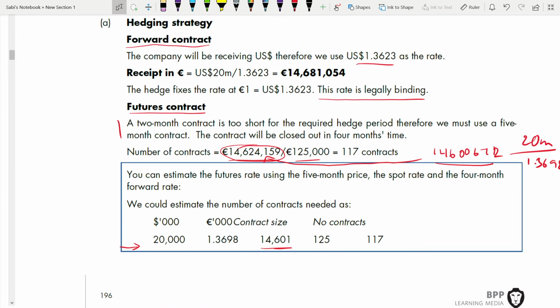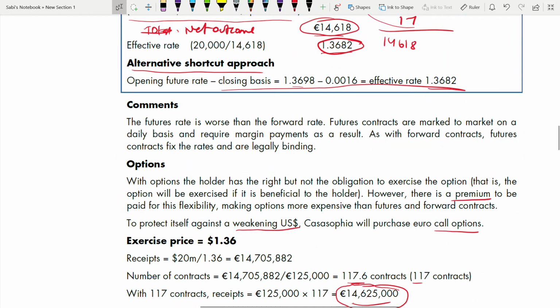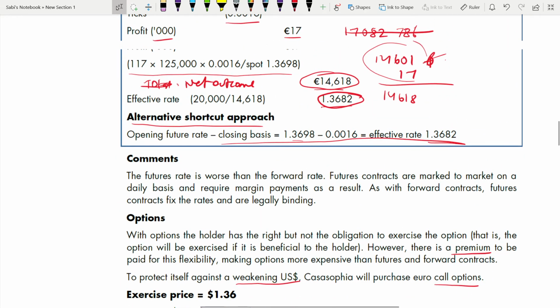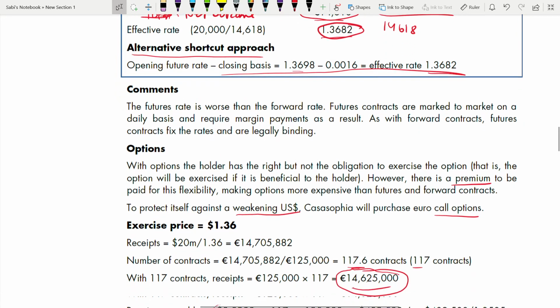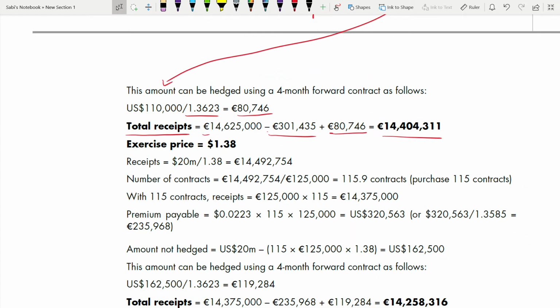No. Sorry, where was our future? Our future was here. No, it is even worse. It is even worse using this exercise price. Okay, but on that we'll comment later. Now we are going to use this exercise price.